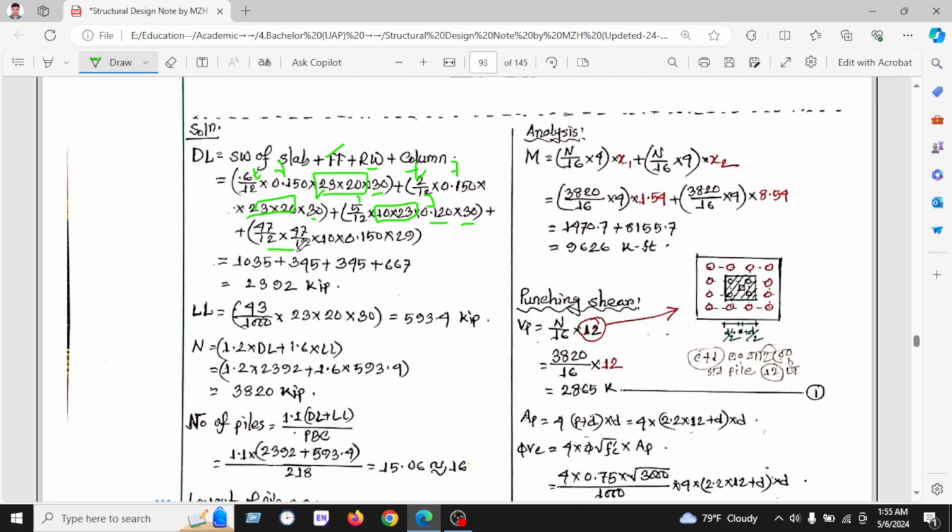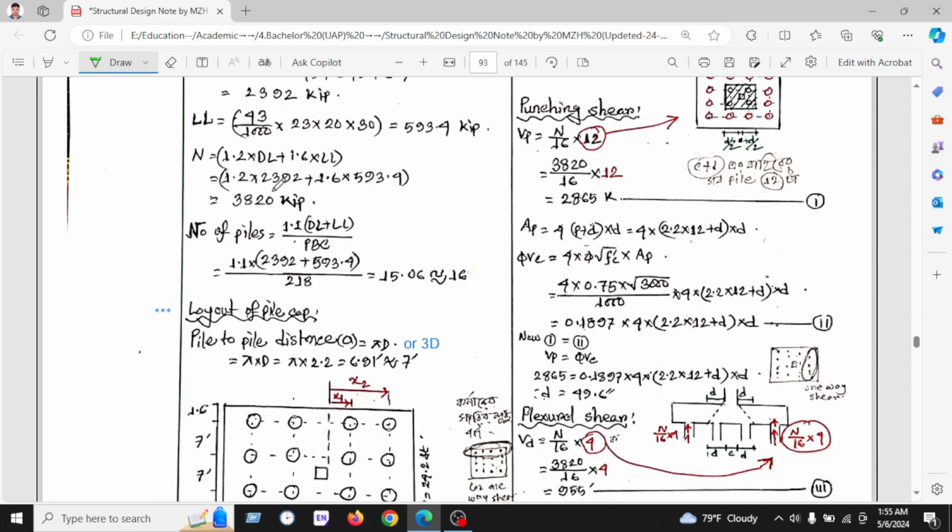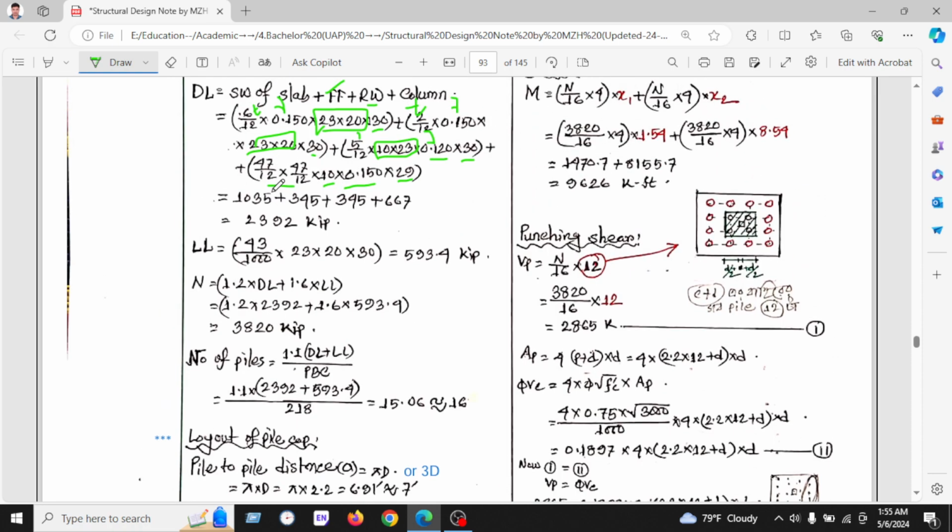In the same way, for the column, it is 47 into 47. 10 is the height and 0.15 is the unit weight, and 29 is the number of stories. The number of stories will be less than 1.